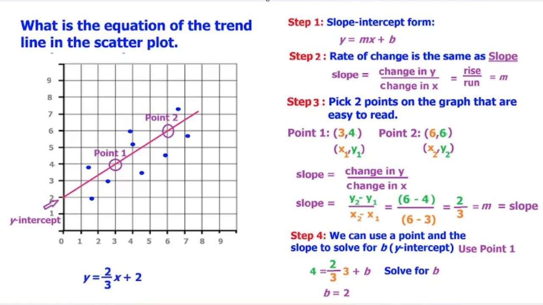And so our equation is y equals 2/3 x plus 2 after we plug in the values that we know, the slope and the y-intercept, into this equation. And that's it. That's how you work with a scatter plot.